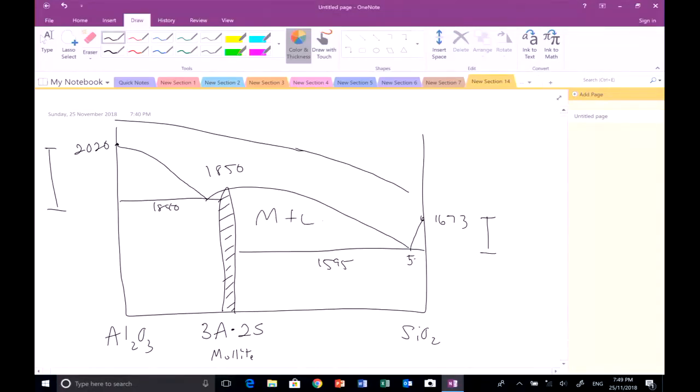Is that a big region? What's in this one? Right here. They're both mullite plus liquid. There's an important message here.